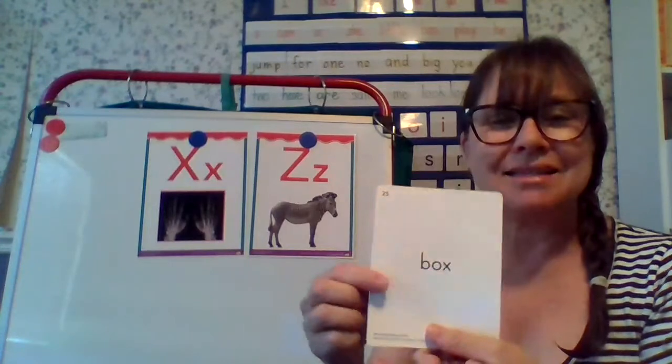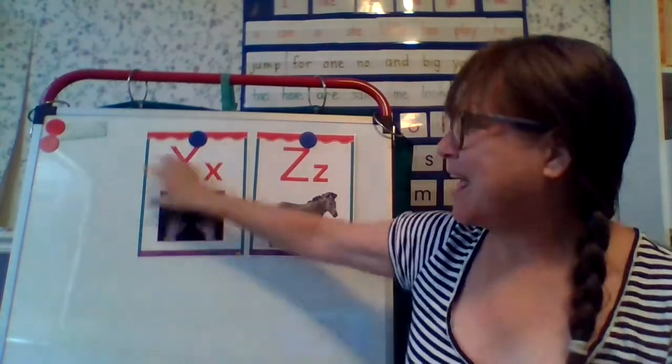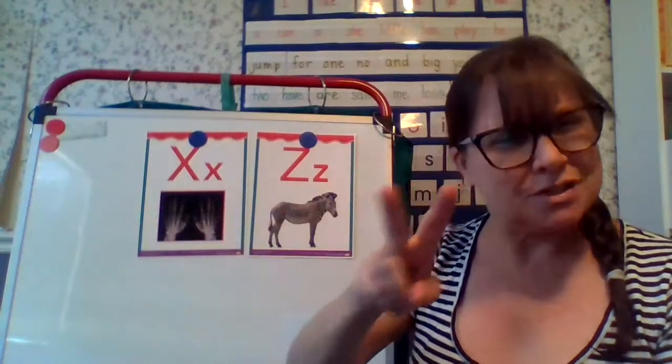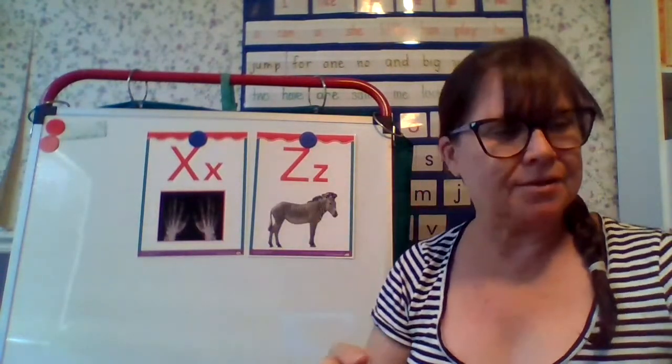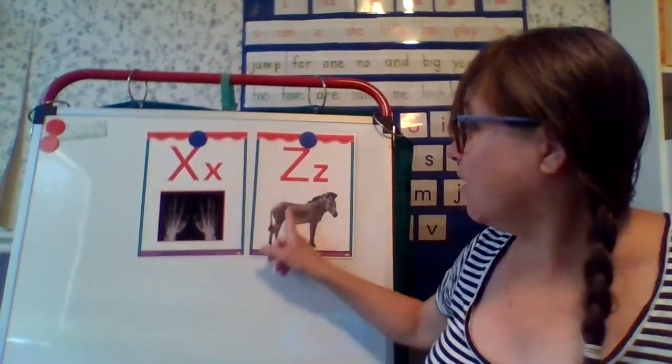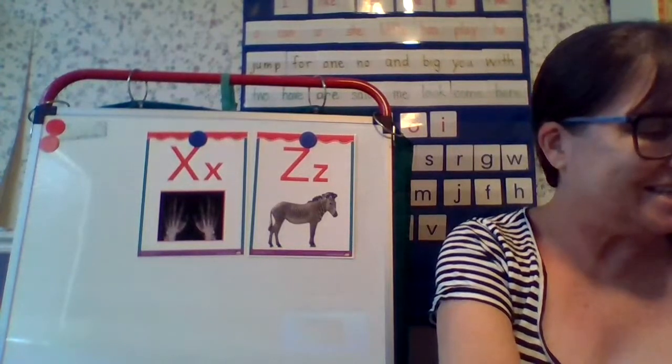Box. The X comes at the end of the word. Box. Now the X has almost two sounds. It's k and s. X together like that. We're also going to look at the Z.